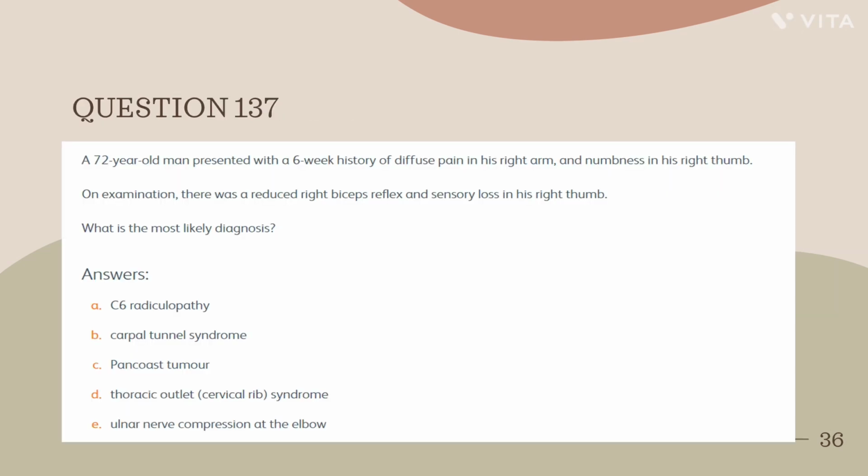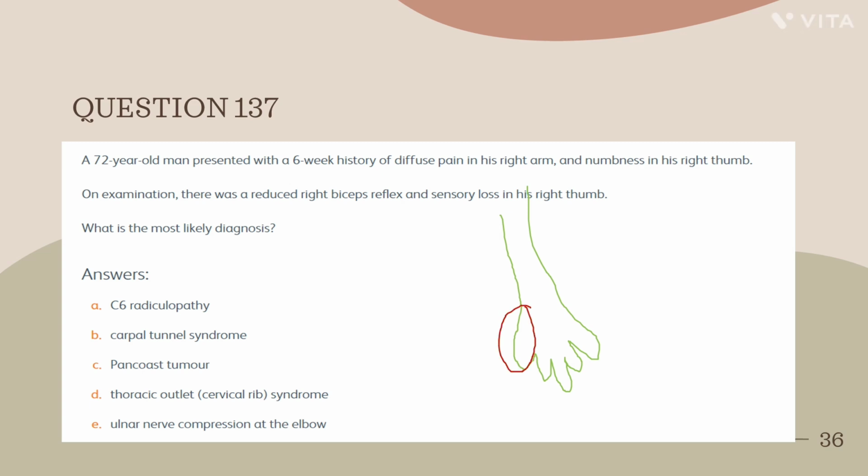Next question. A 72-year-old man presented with a 6-week history of diffuse pain in his right arm and numbness in his right thumb. On examination, there was a reduced right biceps reflex and sensory loss in the right thumb. What is the most likely diagnosis? So many sensory dermatomal questions are coming. You have to somehow know the nerve, somehow know the dermatome. We'll see where the pain is. There is a 6-week history of diffuse pain in the right arm and numbness in the right thumb. So the thumb is affected.